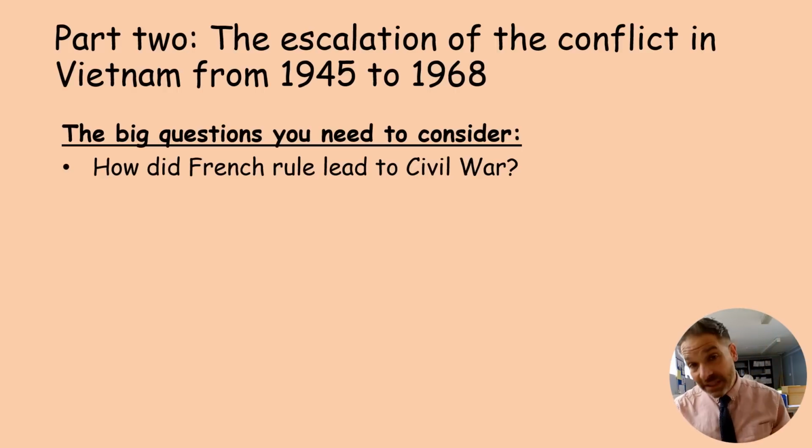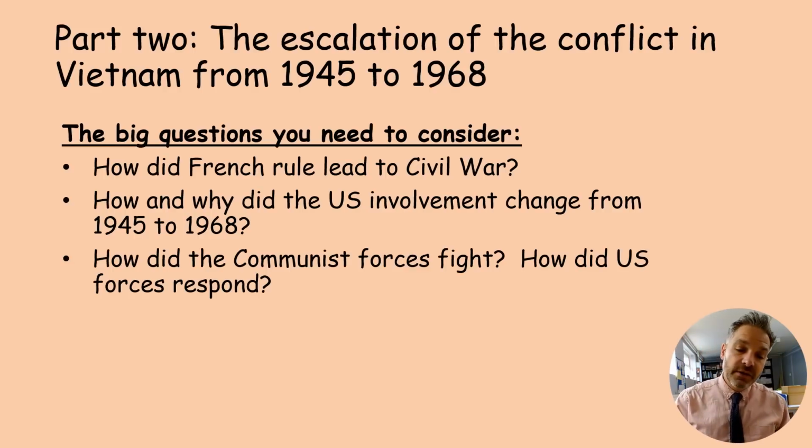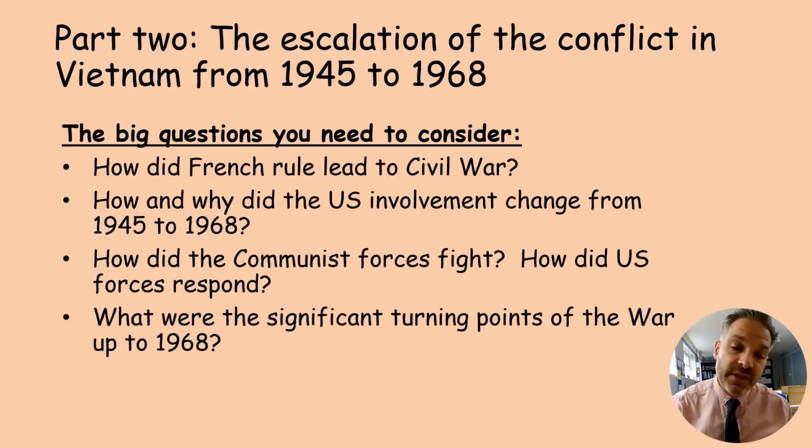the rule of the French, who were there before the Americans, lead to civil war? Civil war is when a country goes to war with itself. Secondly, how does American involvement change from 45 up to 68? Thirdly, you should think about how the communist forces, both the Viet Cong and the North Vietnamese army, fight, and you should be able to compare that to the tactics of the Americans.